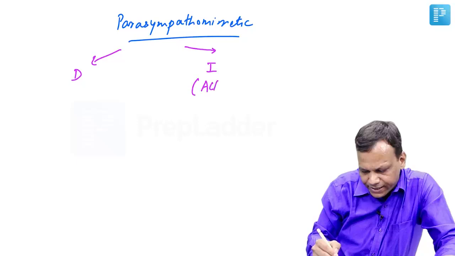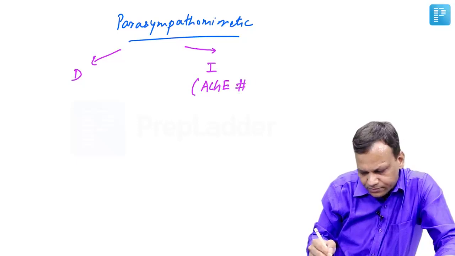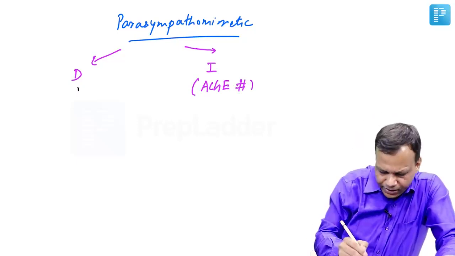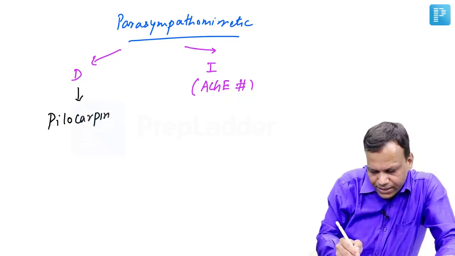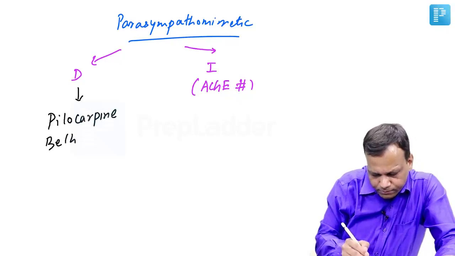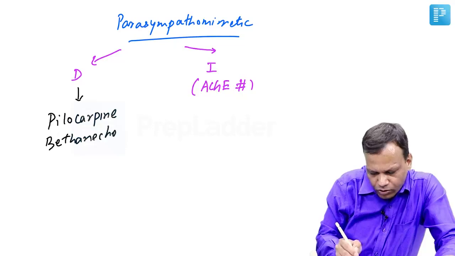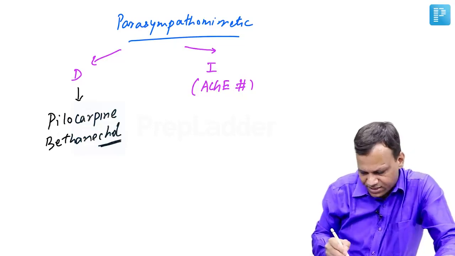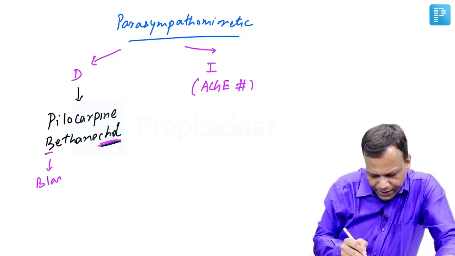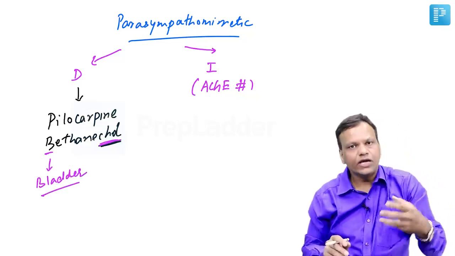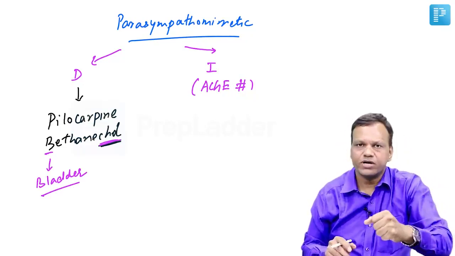So basically, an indirectly acting drug is an acetylcholinesterase inhibitor. Now, for directly acting drugs, the main drug you need to remember is pilocarpine, and second is bethanechol. Bethanechol, you can remember from the name: it contains "chol", meaning acetylcholine, and B means bladder. It is working on the bladder. That means it is used mainly for atonic bladder. When the bladder is not working, it will stimulate the bladder.